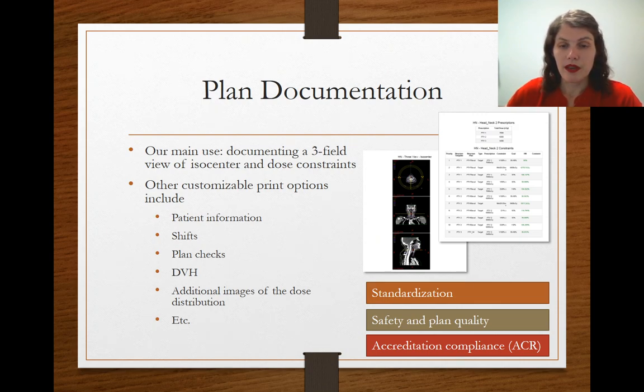The second use that we typically use ClearCheck for is plan documentation. And our needs are actually kind of limited in this respect. So here's an example of a plan document that we pull from ClearCheck and include in the patient's record. So we would document those dose constraints that I showed before and a 3-field view of the patient's isocenter. So this is the main need that we had in terms of documentation, but ClearCheck is able to do a lot more than this. You can include lots of patient information, shifts, plan checks, DVHs, and additional images if you desire. So these options are very customizable, which is really nice.